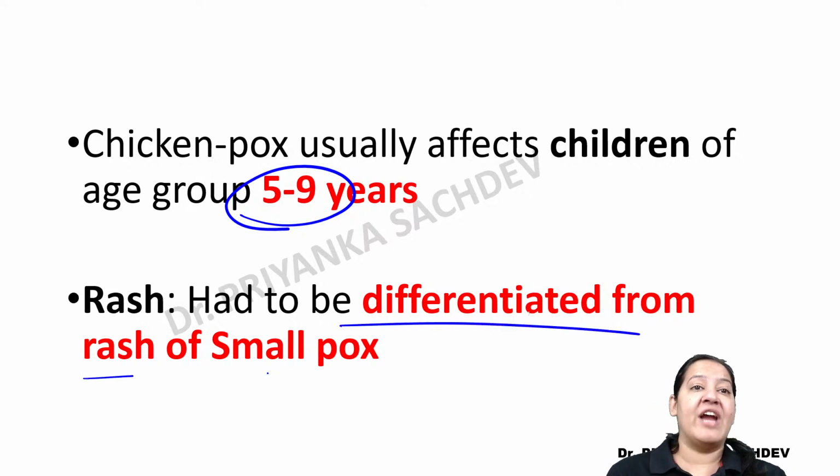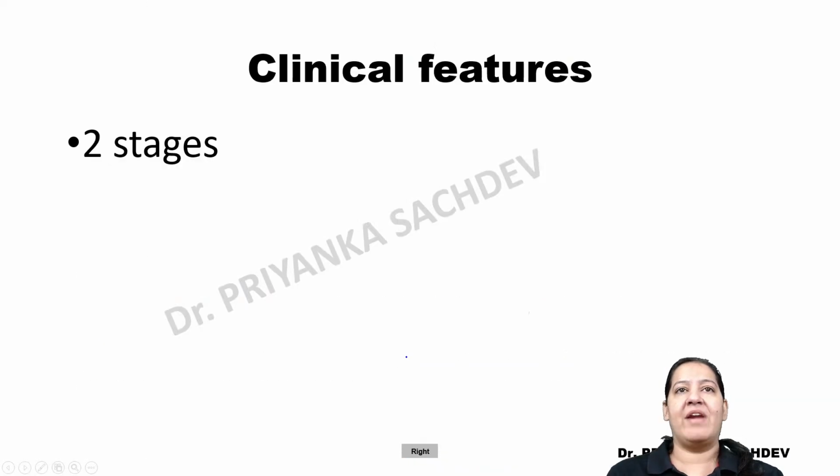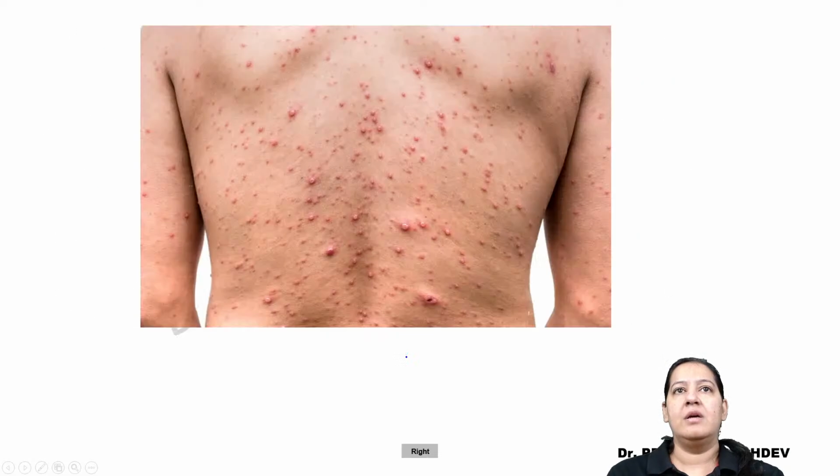You have to differentiate the rash from smallpox. So this is the rash. You can see, just a second. Yes, this is chickenpox. You can see the typical rash of chickenpox. Can you see the diagram? I guess you can see the diagram.